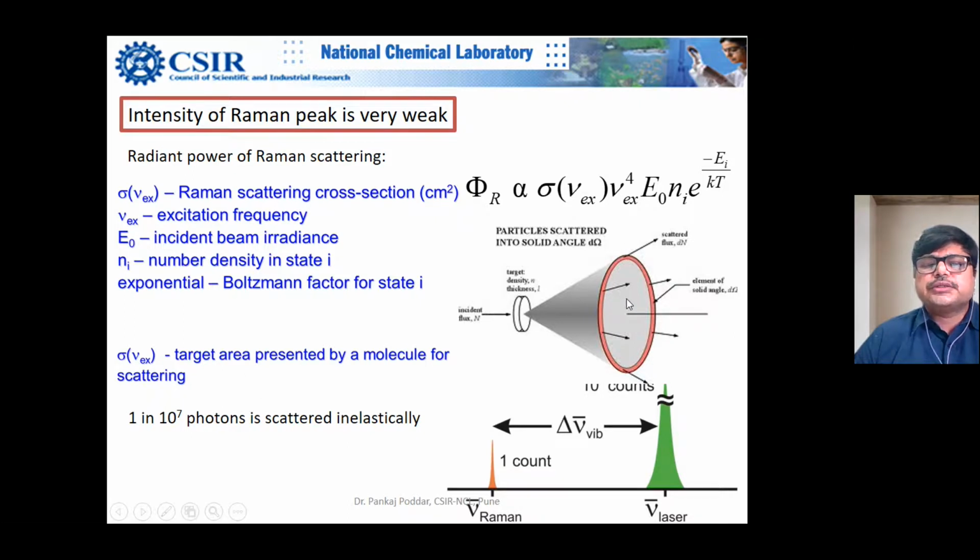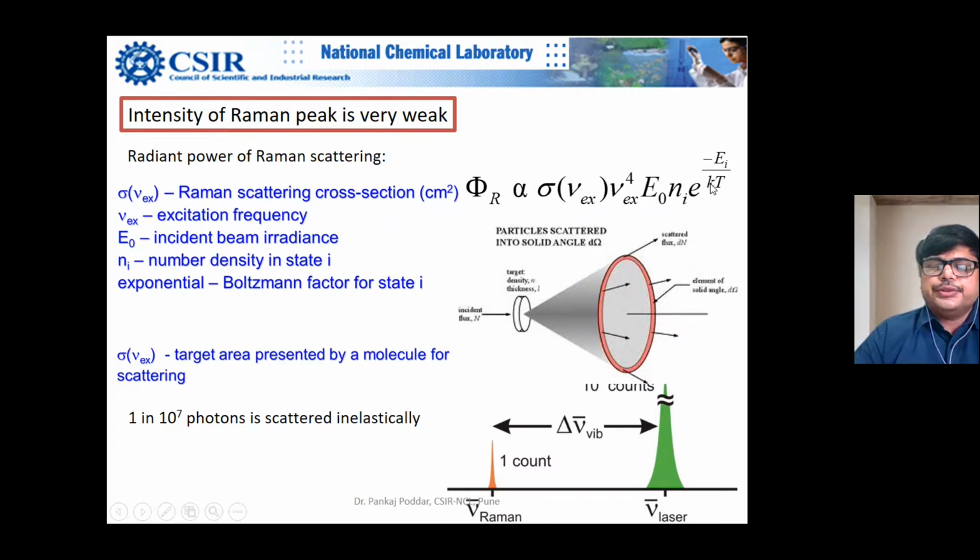Please note that the scattering cross section is very bad here. And one more thing we would like to note is that the scattering cross section is inversely proportional to lambda to the power 4, or directly proportional to the frequency to the power 4. This relation is similar to what we see in elastic scattering, that is Rayleigh scattering.